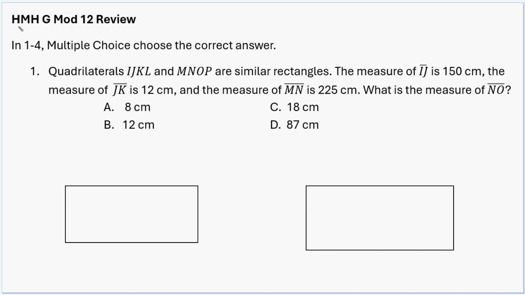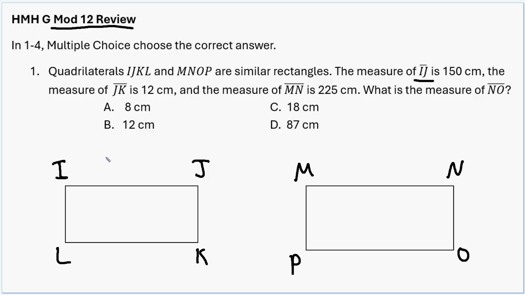Welcome to Geometry. In this video, we're going to go over the Chapter 12 review. The first four are multiple choice. So let's see, in the first one here, we got two quadrilaterals. I'm just going to label my rectangles down here, I, J, K, L. And the other one in the same order, starting in the same place, M, N, O, P.